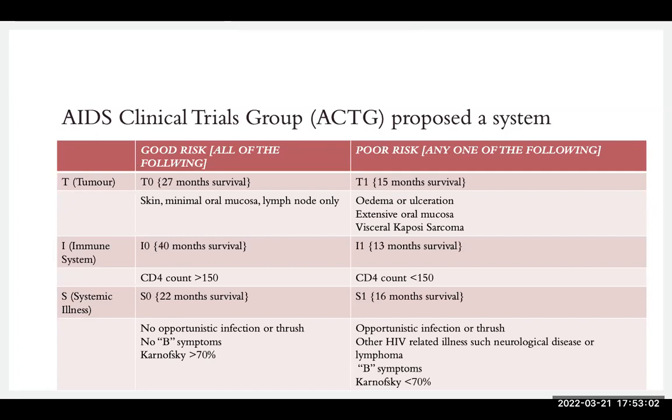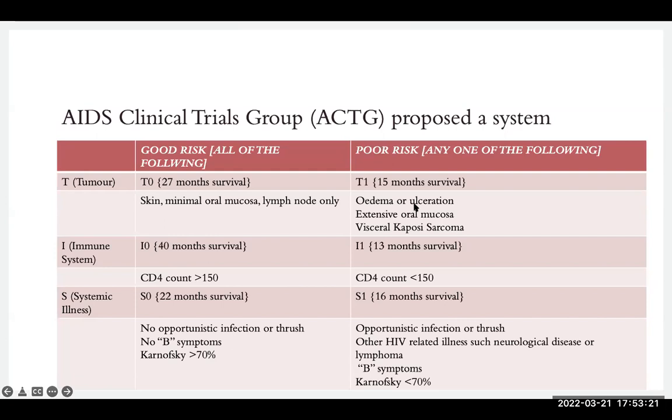In this particular case, for example, the tumor is found only in the skin, minimal oral mucosa and lymph nodes. But when it's a poor risk, you just need one of them, unfortunately. For a good risk, you have to have all of it.